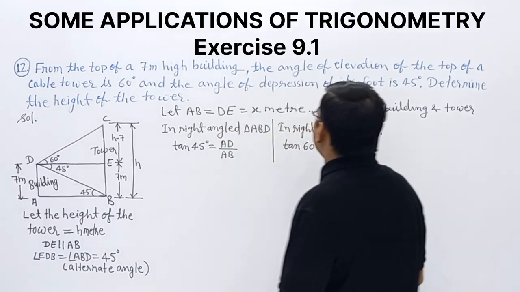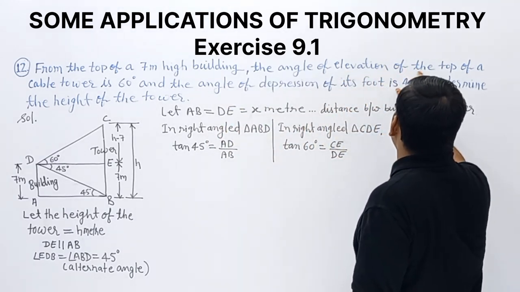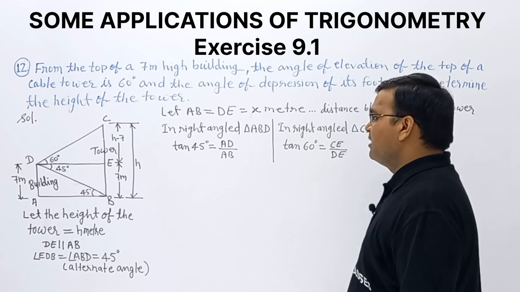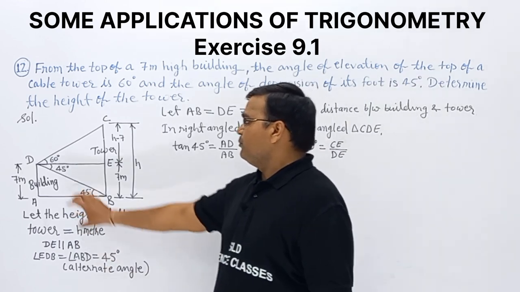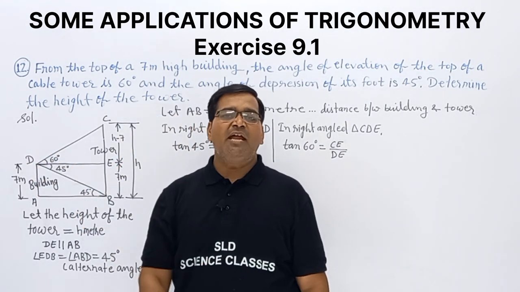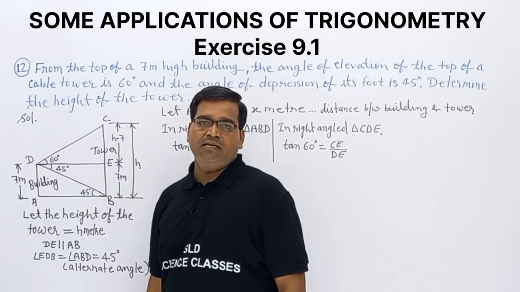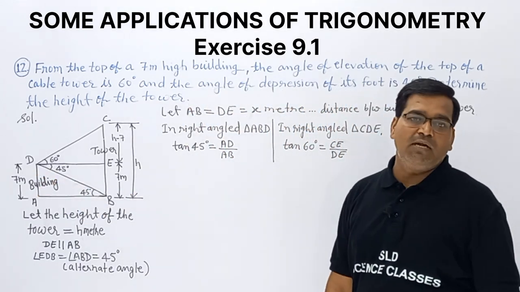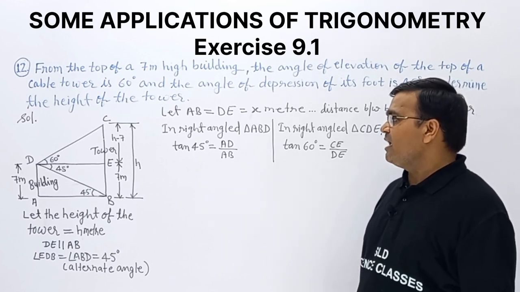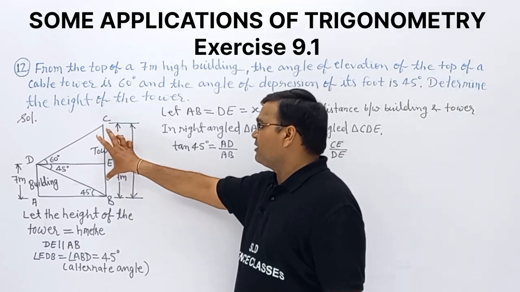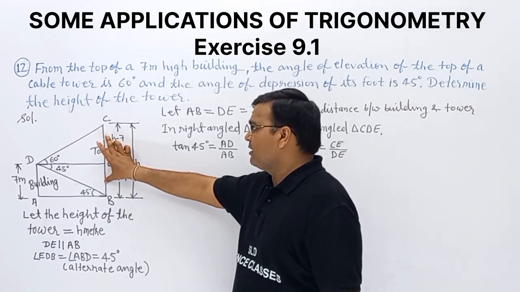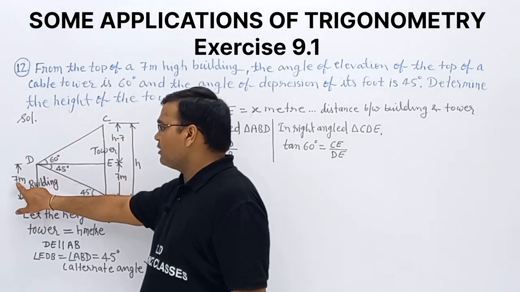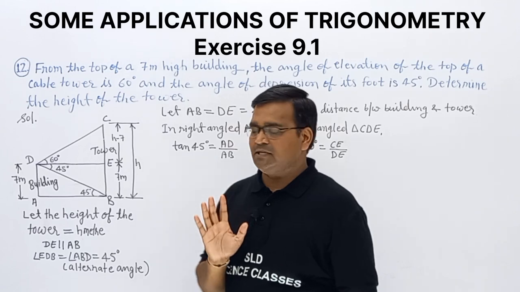The angle of elevation of the top of a cable tower is 60 degrees. We have one building, and its height is 7 meters. The other thing we have is one cable tower. We assumed BC as the cable tower. AD is the building, and its height is 7 meters. It is given in the question.